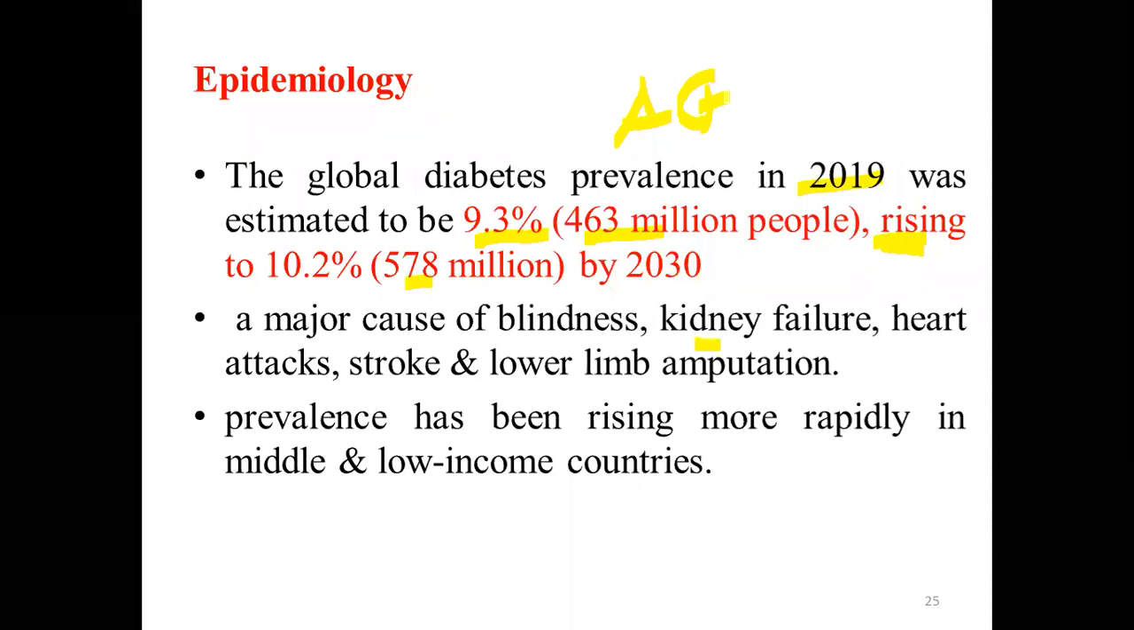It can also increase heart attack and stroke and even lower limb amputation. Remember, one of the major complications of uncontrolled sugar is actually gangrene. What will happen when the sugar is not controlled is that it can even cause damage to the blood vessels of the lower extremities.